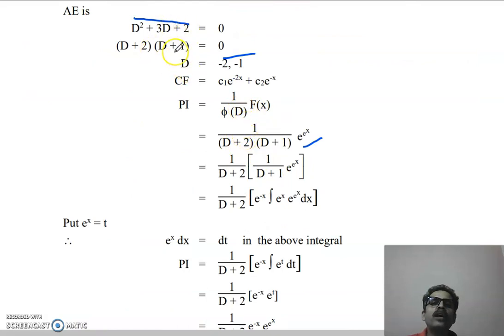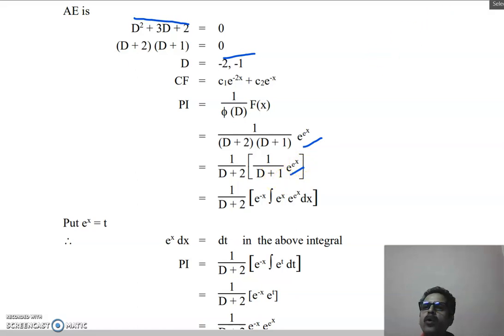So here we write phi(D), instead of D square plus 3D plus 2, in terms of the factors D plus 2 into D plus 1. Now let's first apply the operator 1 by D plus 1 on e raised to x. So we make a square bracket for 1 over D plus 1 acting on e raised to x. This is a composite function.